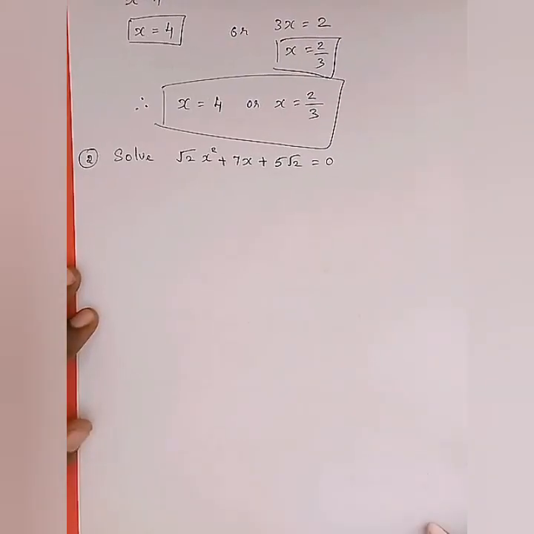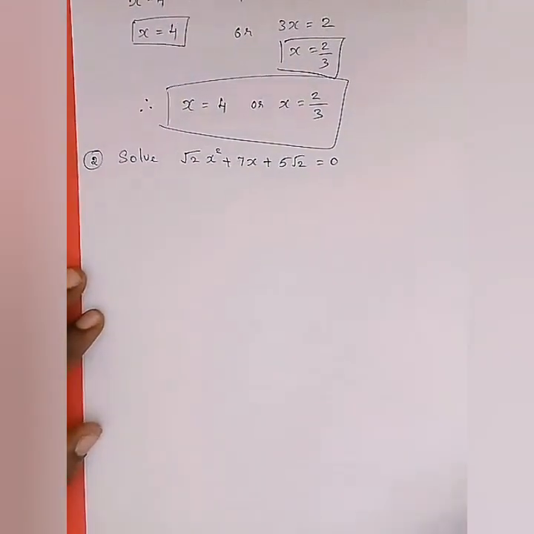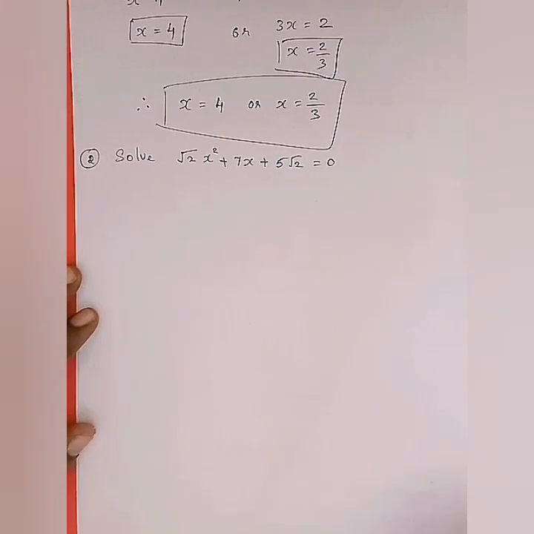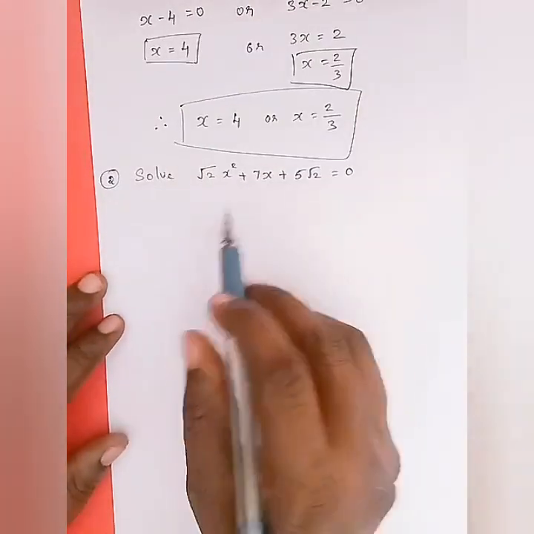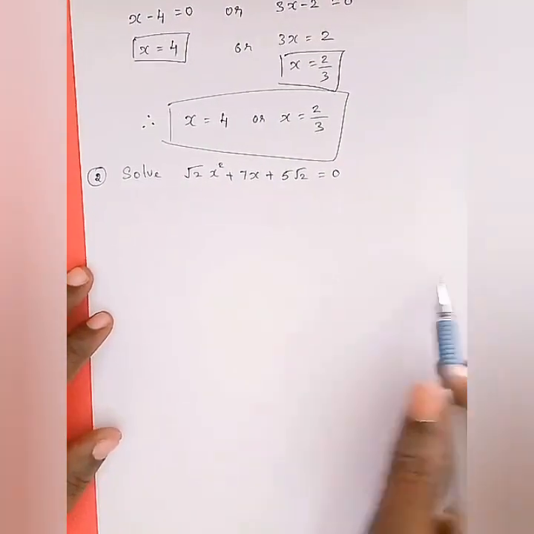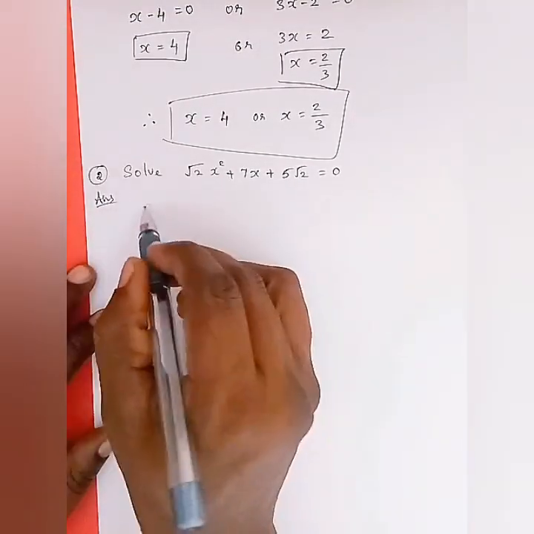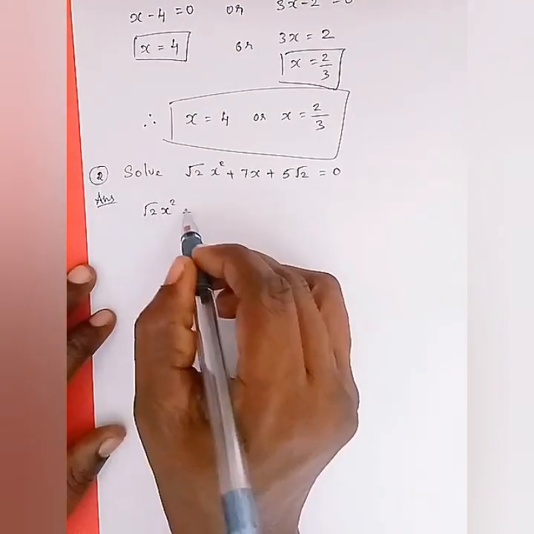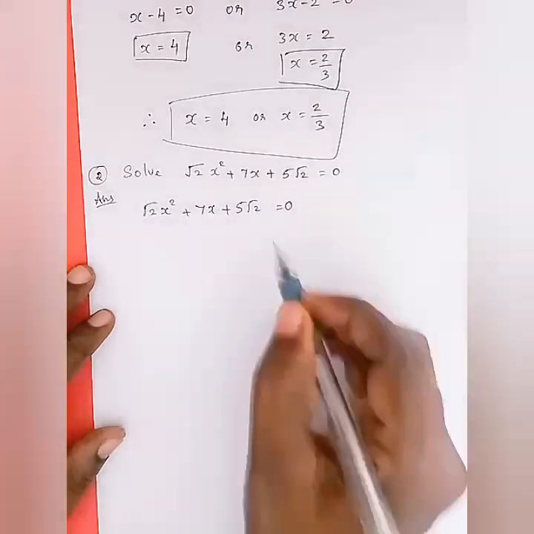Next sum, we are going to solve square root of 2 into x square plus 7x plus 5 root 2 equal to 0. Now it is of the form ax square plus bx plus c equal to 0. So directly we are going to factorize the left hand side. So square root of 2 into x square plus 7x plus 5 root 2 equal to 0.